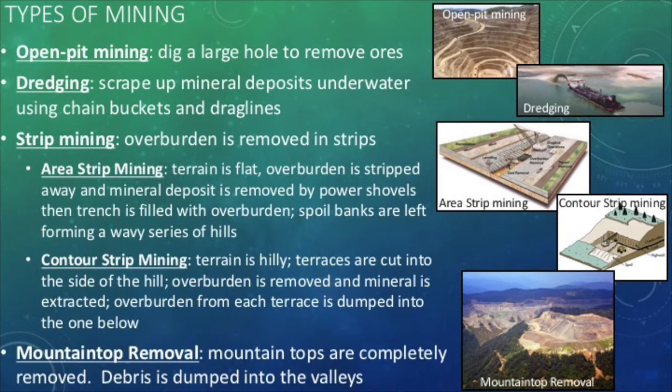Last, we have mountaintop removal. Here, coal seams are exposed by removing the top of a mountain using explosives and/or heavy machinery. The material removed is dumped into adjacent valleys, sometimes burying forests, rivers, and streams. The coal is then removed with power shovels or bulldozers.